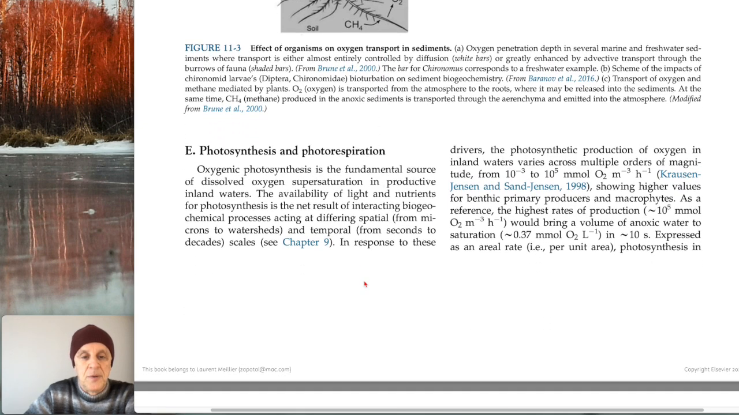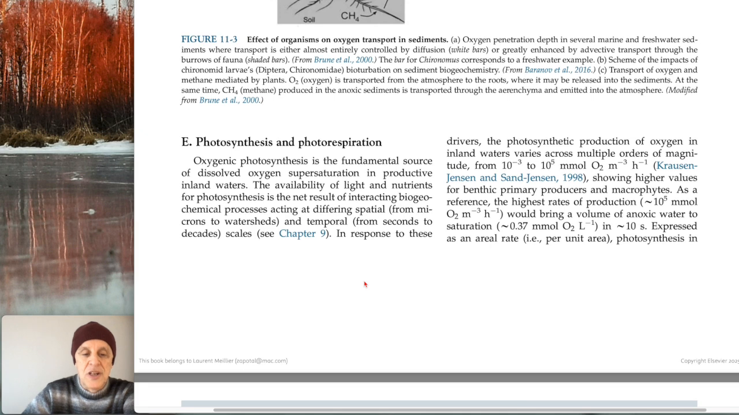So that was an introduction to photosynthesis and photorespiration. Oxygenic photosynthesis is the fundamental source of dissolved oxygen supersaturation in productive inland waters. The availability of light and nutrients for photosynthesis is the net result of interacting biogeochemical processes acting at differing spatial and temporal scales. In response to these drivers, the photosynthetic production of oxygen in inland waters varies across multiple orders of magnitude, from 10^-3 to 10^5 nanomoles of oxygen per cubic meter per hour, showing higher values for benthic primary producers and macrophytes.